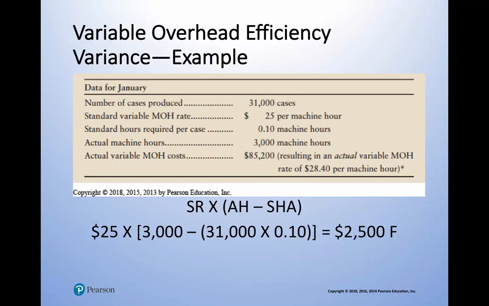All right. Next, we have our efficiency variance. So we got our standard rate, 25, actual hours, 3,000, and then our standard hours. Again, each case should take 0.10 machine hours, and we made 31,000 cases. So 31,000 times 0.10 would have been 3,100 hours is how much the standard would have allowed us to use. We only used 3,000, so we have a difference of 100 times $25 per hour. So for our variable overhead efficiency variance, 3,000 minus 3,100 is negative, times 25 gives us a negative $2,500 outcome, and when it's negative, it is favorable.